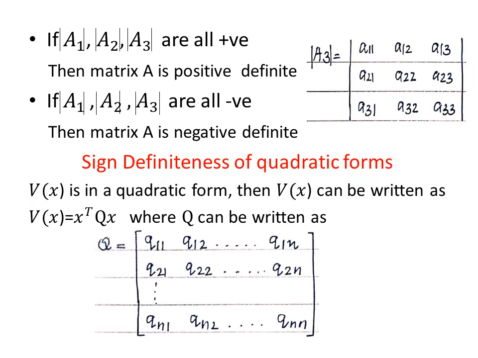Next we have to study the sign definiteness of quadratic forms. Consider a function V(x) in quadratic form. Then V(x) can be written as V(x) equals x transpose Qx, and Q can be written as in the figure. Q is an n by n matrix, with elements q11, q12, and so on up to qnn.